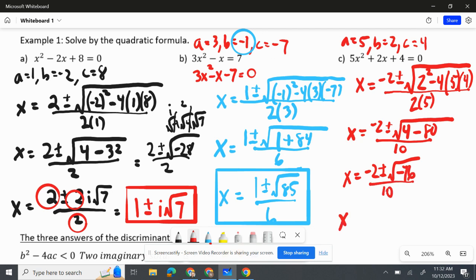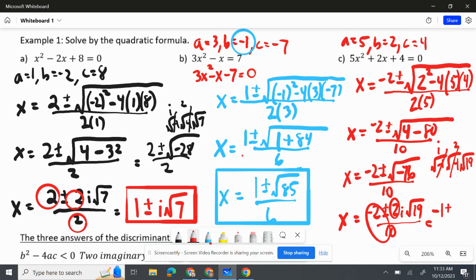Now, negative 76 would be negative 1, 4, and 19. Square root of negative 1 is i, square root of 4 is 2. So we have negative 2 plus or minus 2i square root of 19 all over 10. And we can see that they're all divisible by 2. So if we divide them all by 2, that gives us negative 1 plus or minus i square root of 19 all over 5.